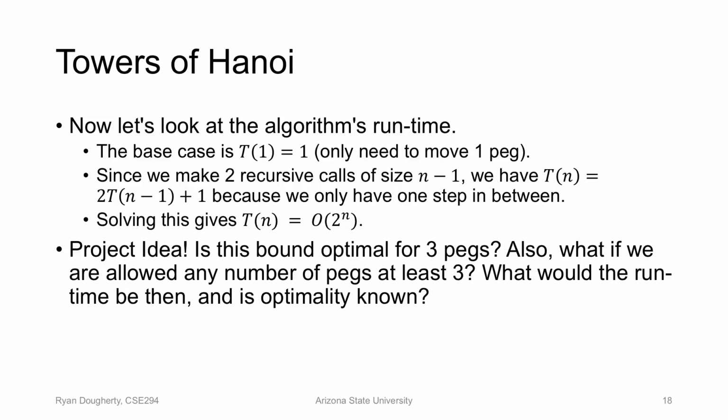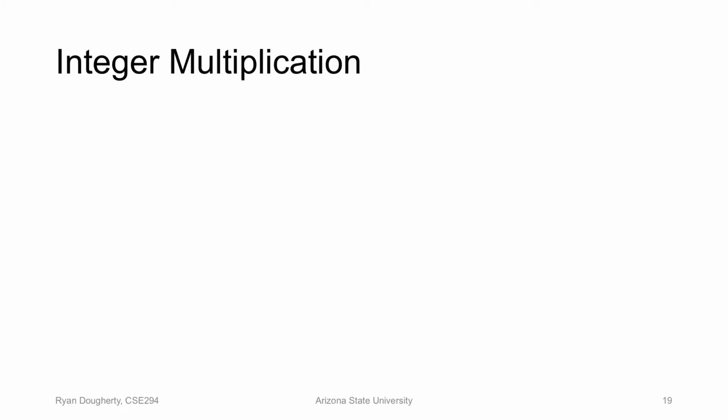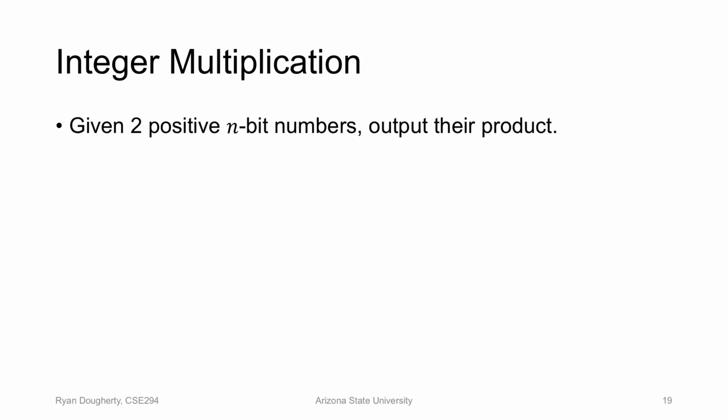Okay, so now for a really interesting one. Integer multiplication is something obviously computers do a lot of, right? So if we can decrease the runtime for multiplying integers, that might be pretty nice, right? What we're given is two positive n-bit numbers. I'm just not worrying about negative numbers here or sign patterns or anything like that. All I'm worrying about is, can I output the product?